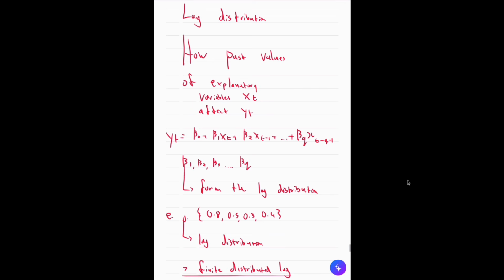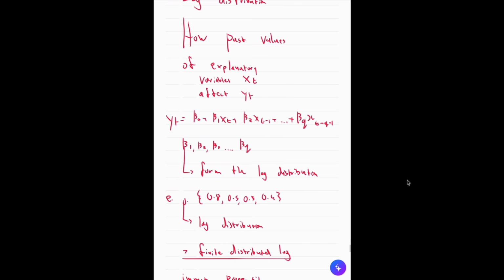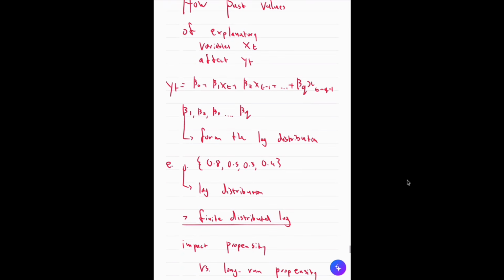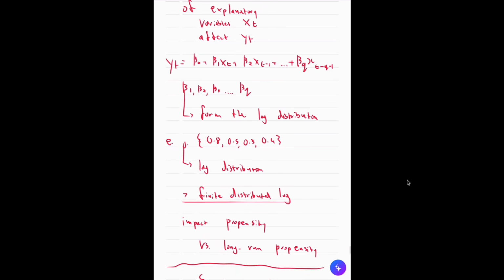What is that? It is how past values of the explanatory variables x_t affect y_t, right? So let's take this regression that we have here, and they say form the lag distribution. I think this is slightly incorrect compared to what they want, but you just have to put together all your coefficients. So let's say 0.8, 0.5, 0.3, 0.4 for beta 1, beta 2, beta 3, beta 4. That would be your lag distribution. So it's not necessarily that you're summing it up. It's not your long run propensity. Your lag distribution is just, for each year, what is the value, right?